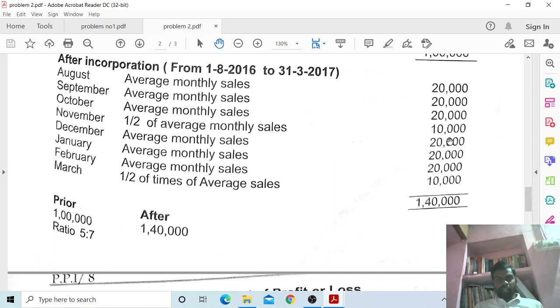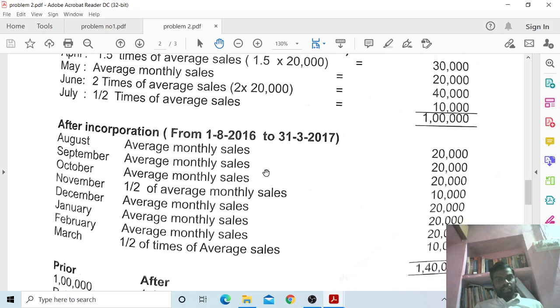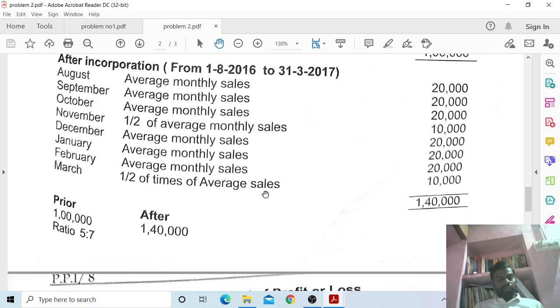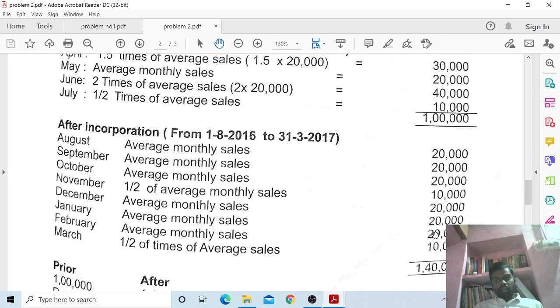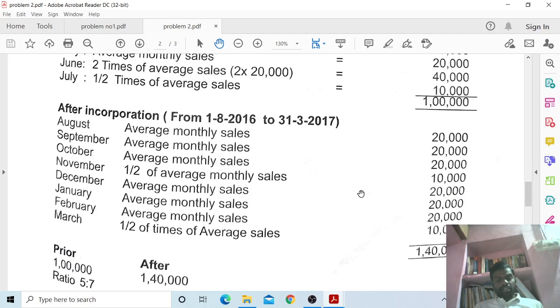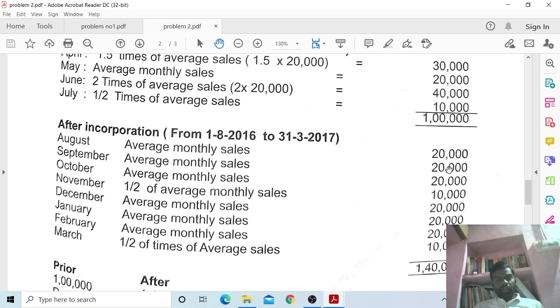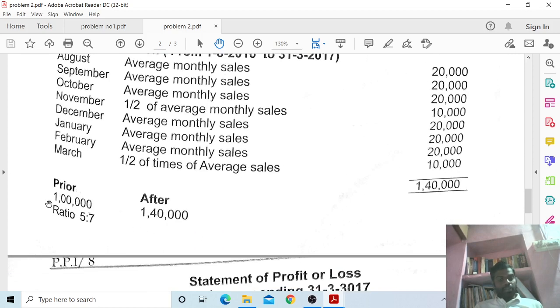December average monthly sales 20,000. January also the same 20,000, February also 20,000. March also has the adjustment given, 0.5, so you take 0.5 into 20,000, which is 10,000. Total 1,40,000, plus 1 lakh, 2,40,000 total sales. So this is the prior incorporation period and after incorporation period sales: prior incorporation period sales is 1 lakh and after incorporation period sales is 1,40,000. So the sales ratio is 5:7.